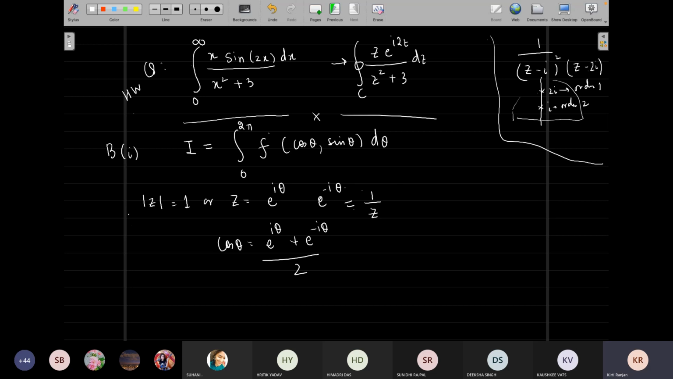Okay, so cos theta. Can you explain why you are writing e to the power minus iota theta is equal to 1 by z? I mean, if z is equal to e^(i theta), so 1 over z is what?